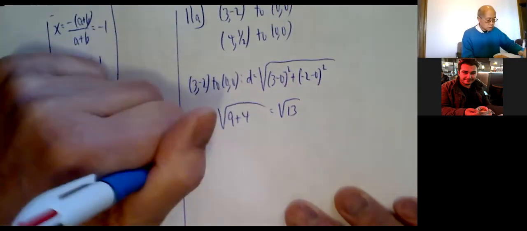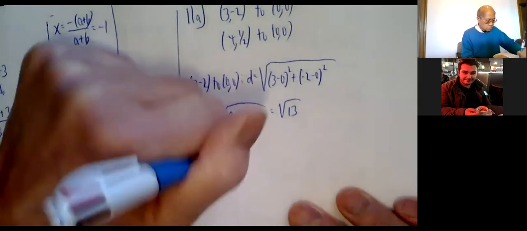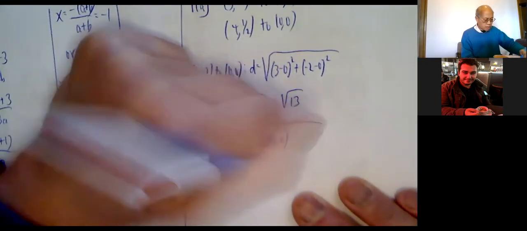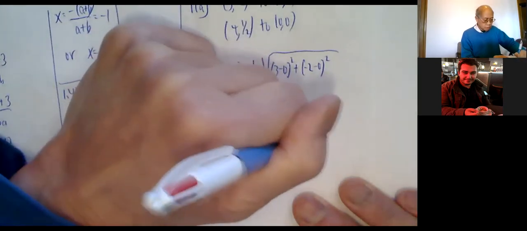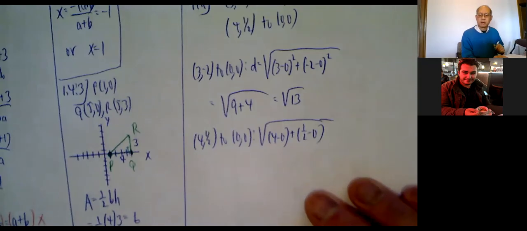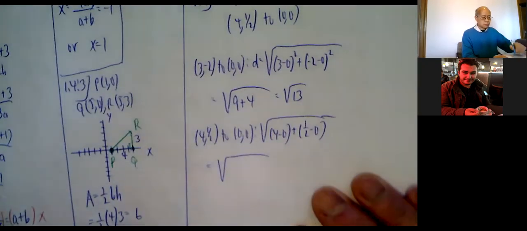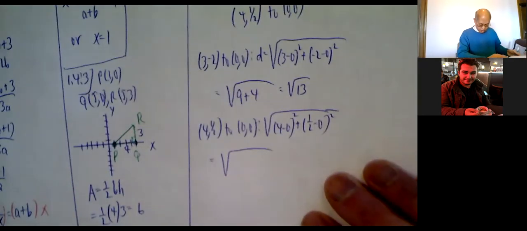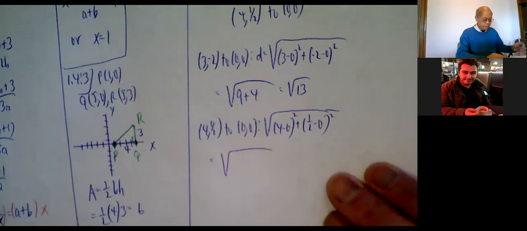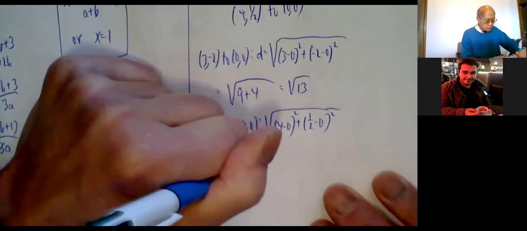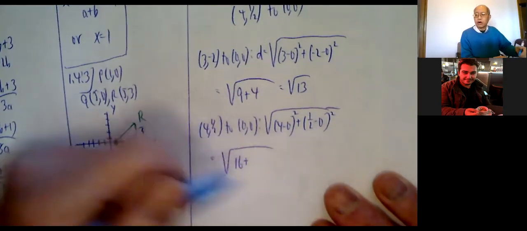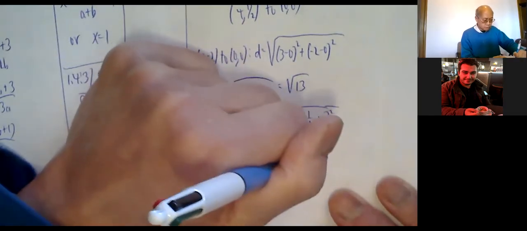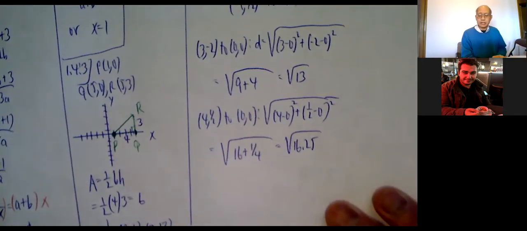And then how about this? So 4, 1/2 to 0, 0. Square root of 4 minus 0 plus 1/2 minus 0. Well, 4 minus 0 is 4. Oops, I forgot the square. My bad. Square, square, like that. 4 squared is 16. 1/2 squared, 1/2 times 1/2 is 1/4. So 16 1/4. I'll put 16.25. That's not a nice number either.